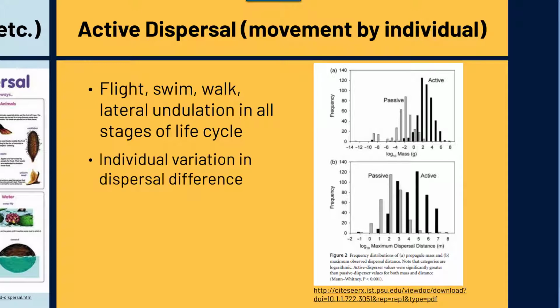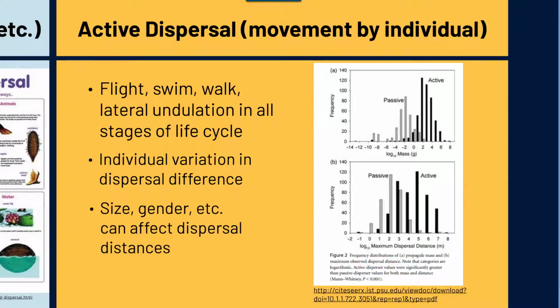There's going to be individual variation in dispersal. Maybe one individual is able to disperse further than another based on its energetic capabilities as well as its musculature. And then size, gender, and other elements can affect dispersal distances. In this figure to the right, we see an average look at the passive as well as active dispersal distances based on mass, located in the top there, as well as maximum dispersal for those two methods in the bottom panel.